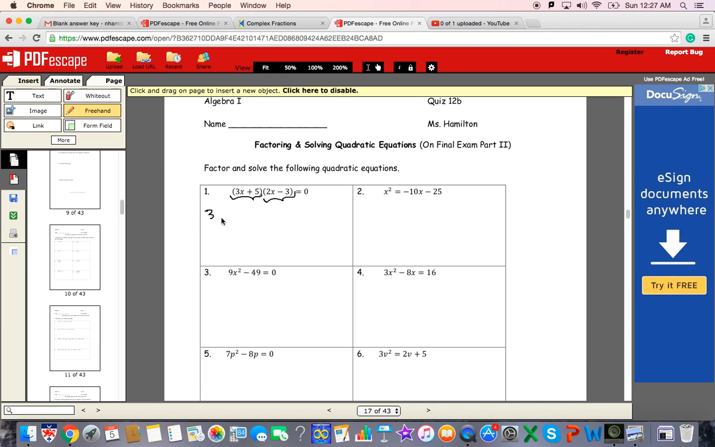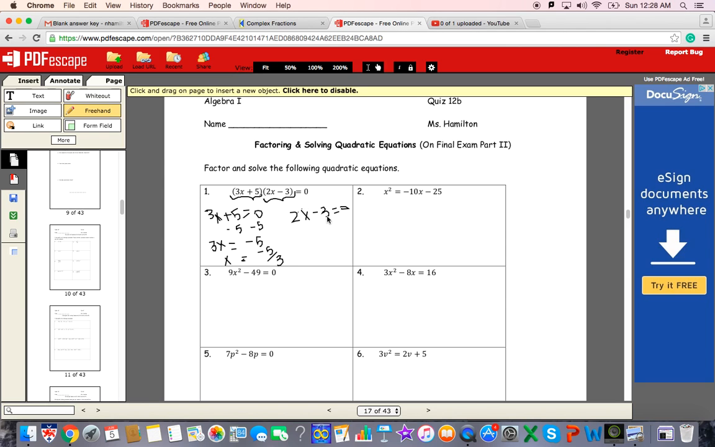So either 3x plus 5 is 0, or 2x minus 3 is 0. So we can go ahead and solve this regular linear equation. We can go ahead and take 5 from both sides here, and we get that 3x is equal to negative 5. And x, dividing both sides by 3, is equal to negative 5 over 3.